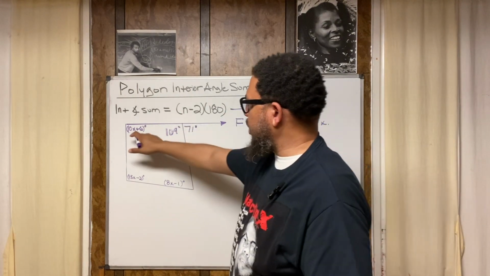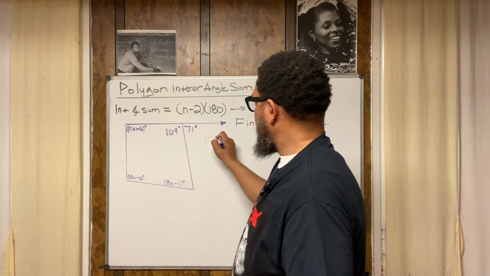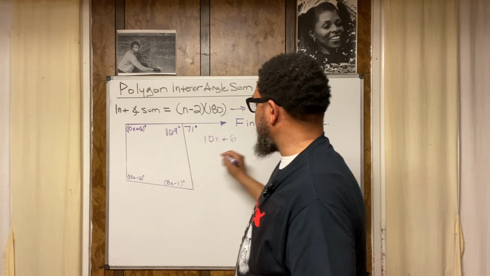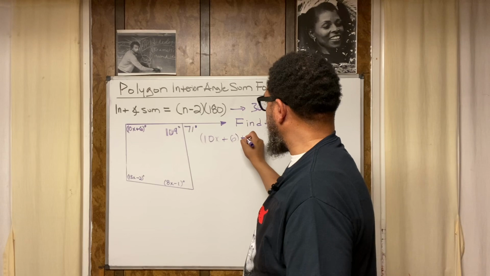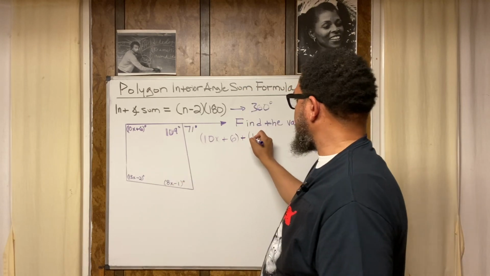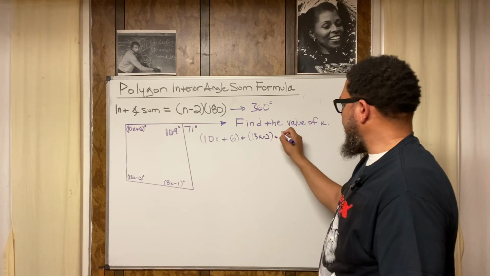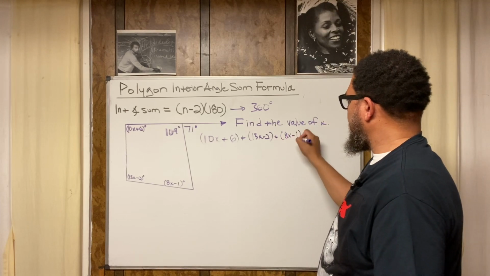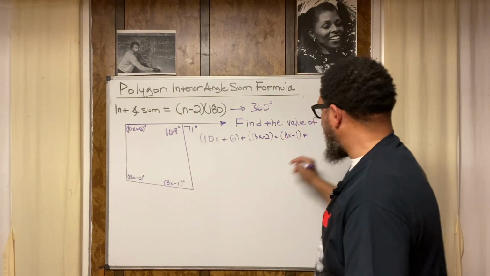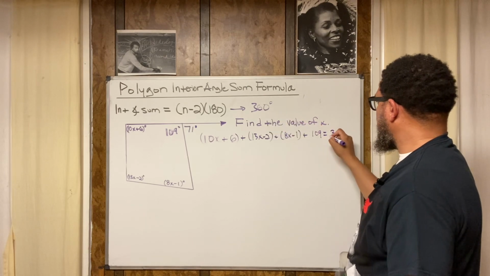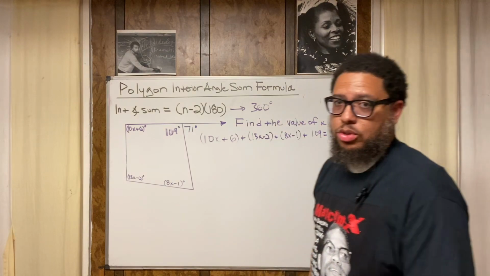All right, so I'm going to do 10x plus 6. Oh, looks like my marker's about to die. 10x plus 6, boom, plus 13x minus 2, boom, plus 8x minus 1, boom, plus the 109, boom, is equal to what? 360. Now we're not even really doing geometry no more.